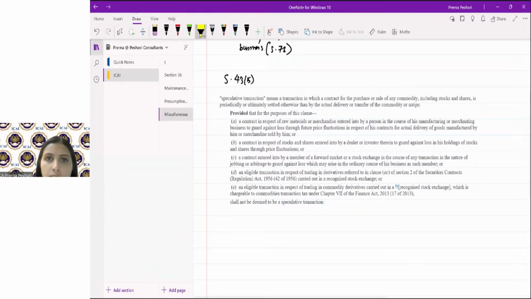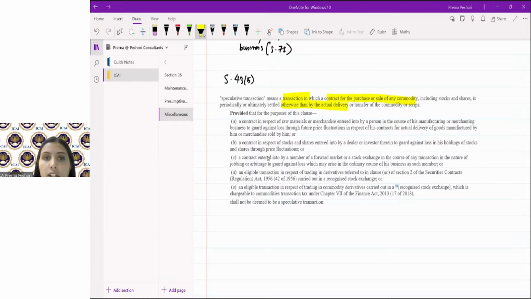Speculative transaction means a transaction in which a contract for the purchase or sale of any commodity, including stocks and shares, is periodically or ultimately settled otherwise than by the actual delivery. So where I have not taken the delivery, that is considered as a speculative transaction. So what is not considered as a speculative transaction?